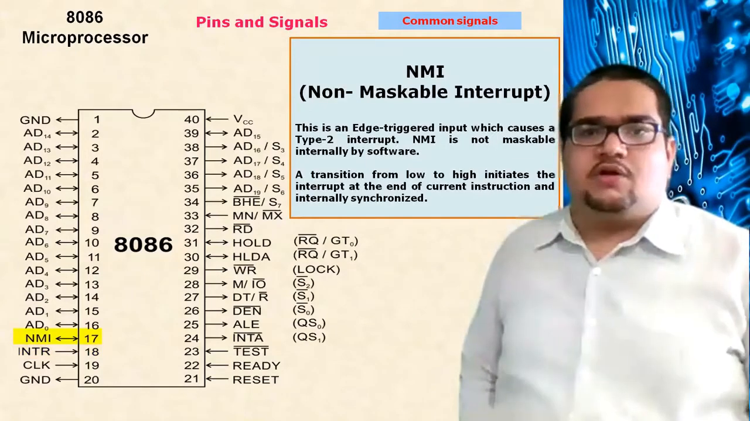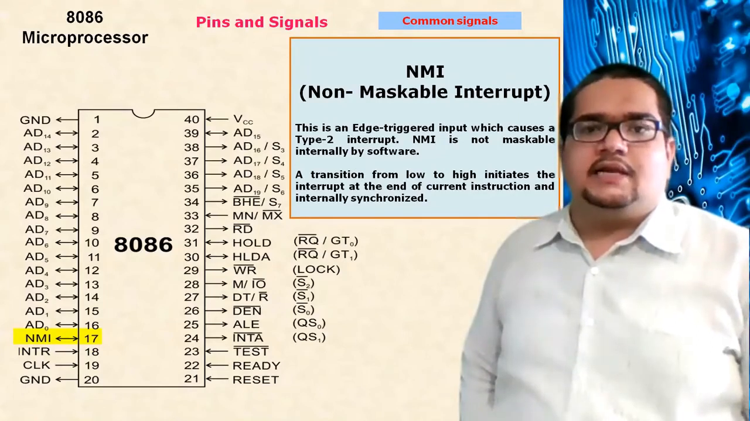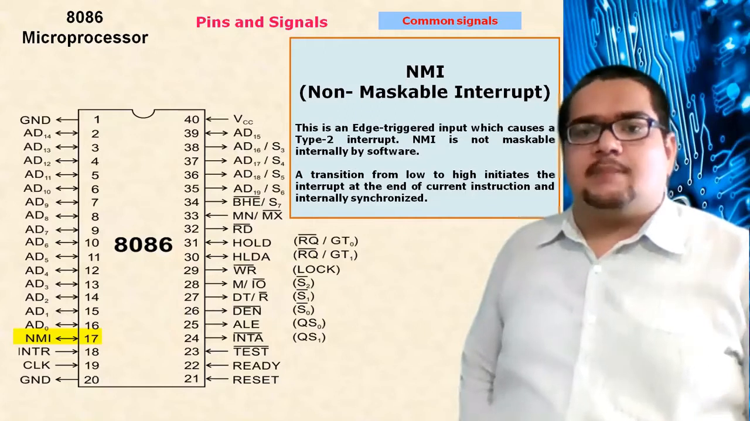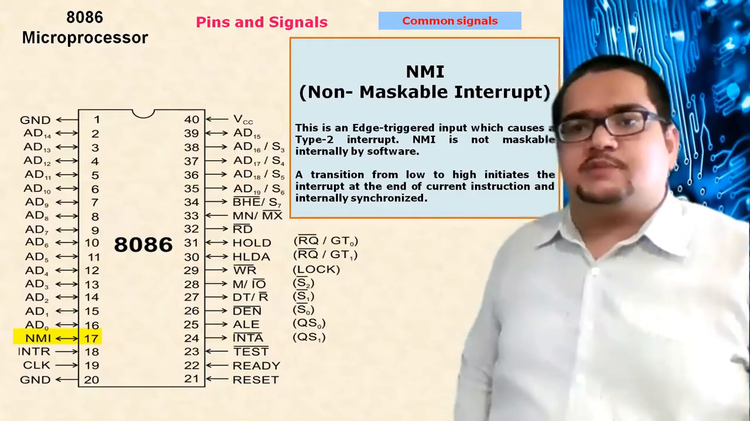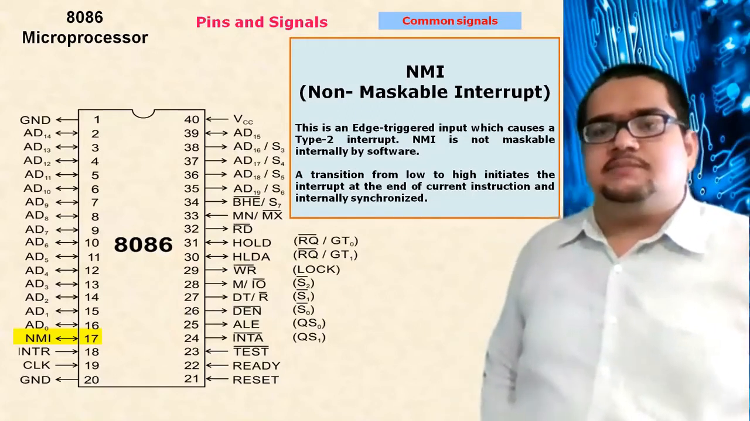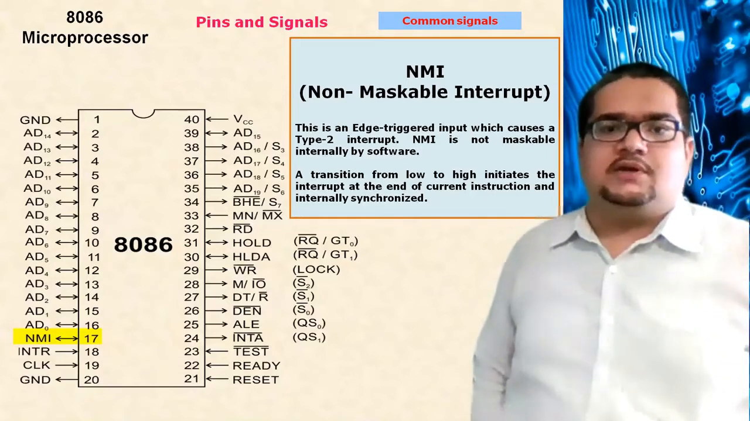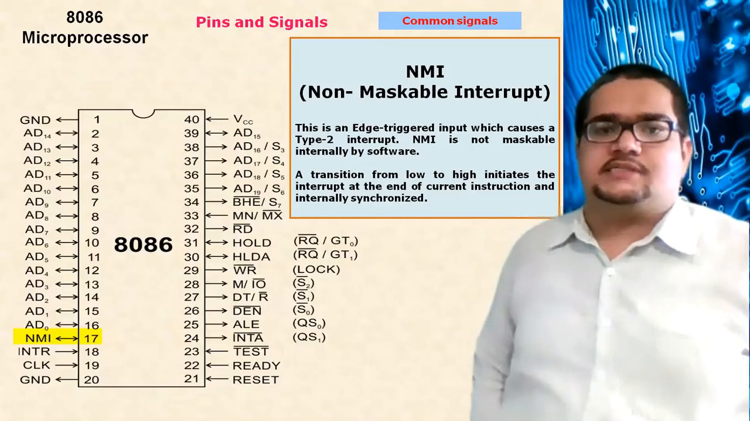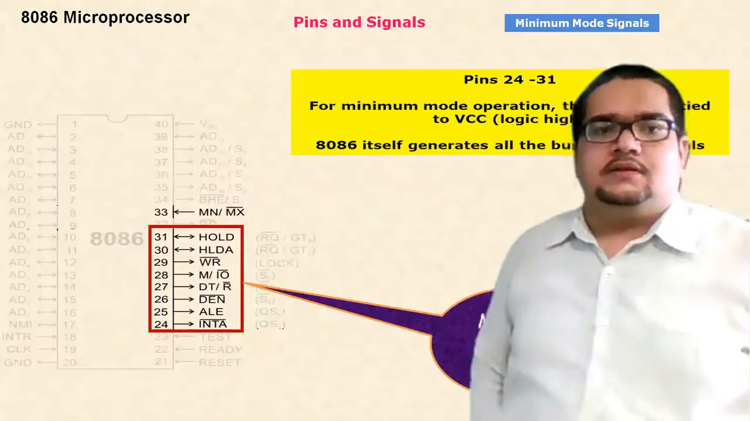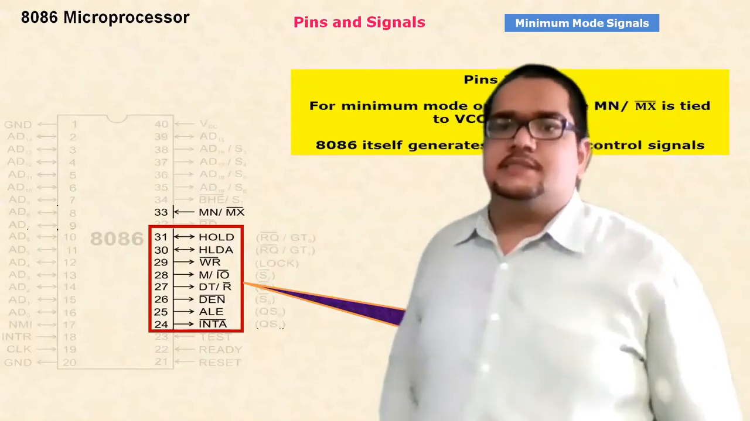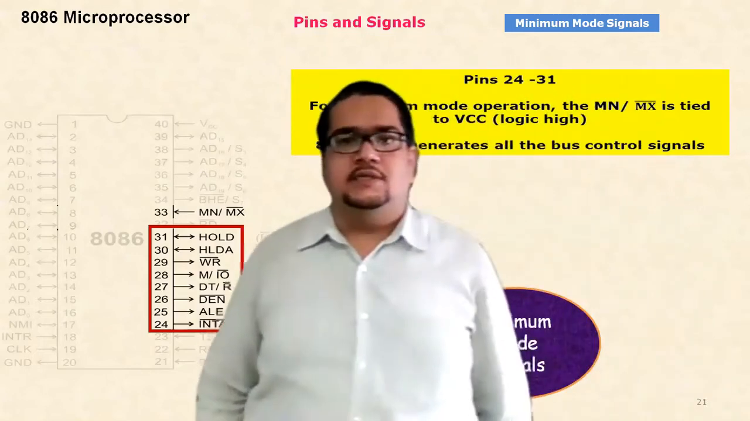So 17 is a non-maskable interrupt. Here it shows that it causes the type 2 type of interrupt. What exactly the type 2 interrupt is and how many different types of interrupts there are in the 8086 system, we'll discuss together in the topic interrupts of 8086. So far we are done with the 8086 common mode signals.